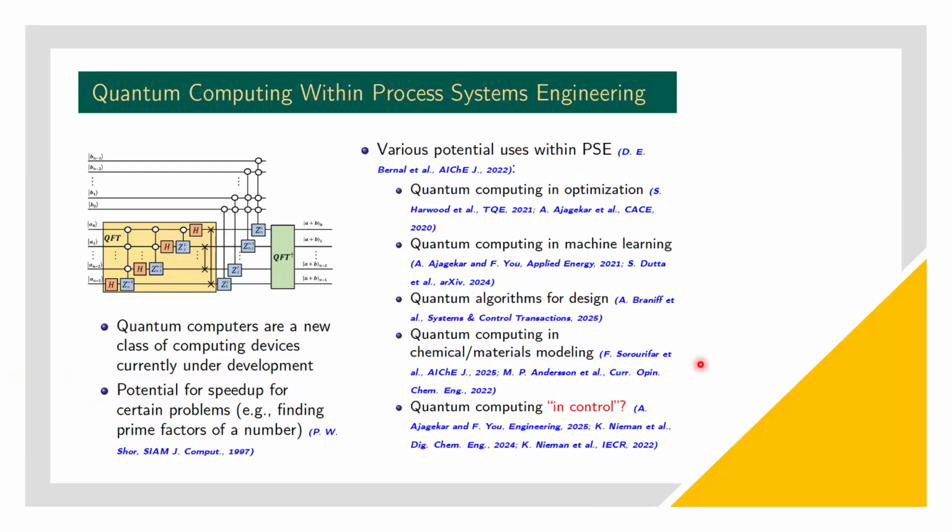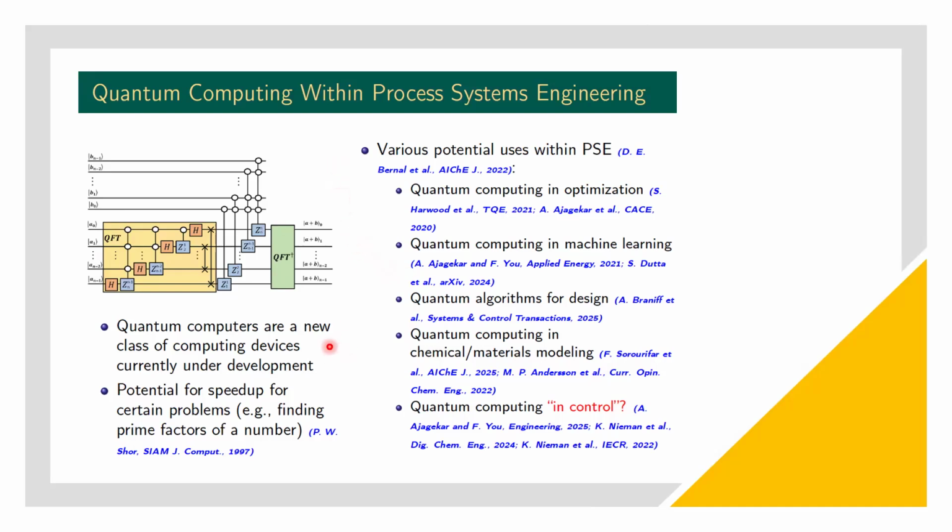So this is the first part of the series, and I'm going to be describing just some overarching aspects about quantum computing. Though this tutorial is generally geared toward control engineers, I am a process control engineer. So I want to talk briefly about how quantum computing is being used within process systems engineering.